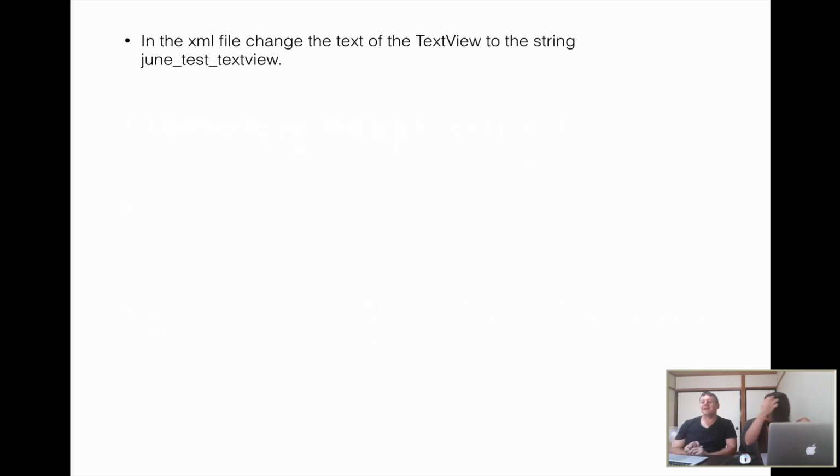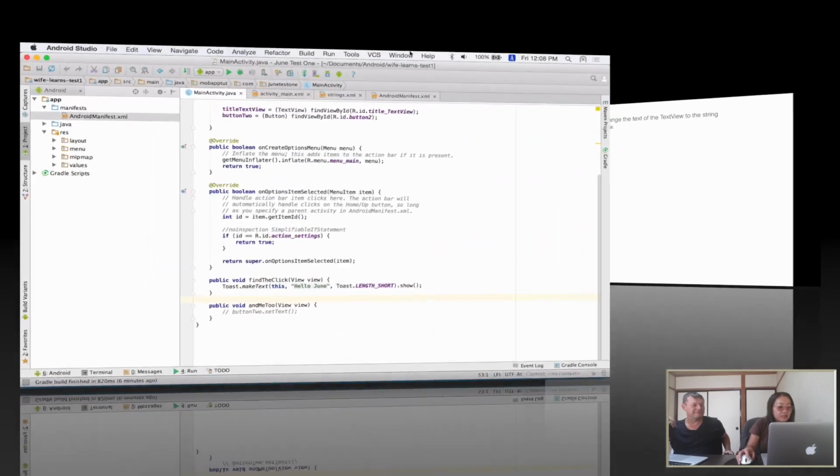Okay, in the XML file, can you change the text of the text view? Sorry, can you speak slower? Okay. In the XML file, can you change the text of the text view to the string June text view? So I want you to change the text of the text view to the string, in XML.